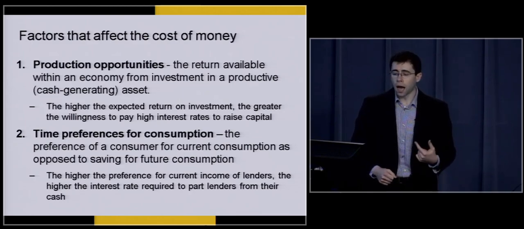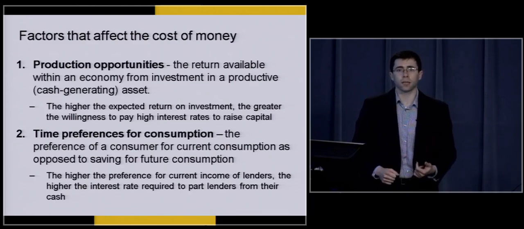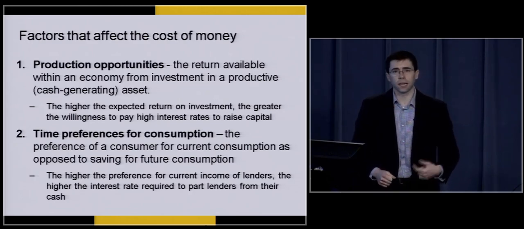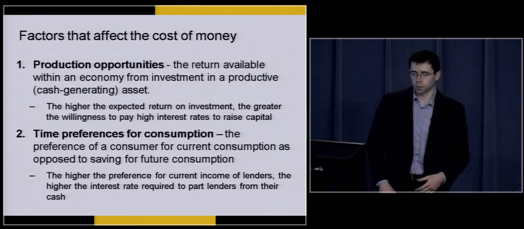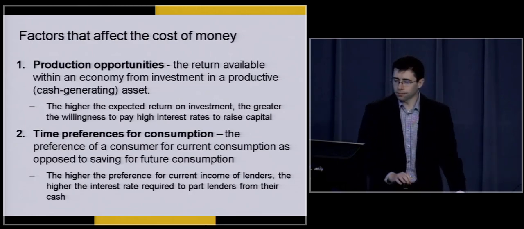So a higher preference for current income, for current consumption, is typically associated with higher interest rates because you are compensating the investors that are lending you their money in order to part with that current income. So I suppose that's all I really need to say about that one.